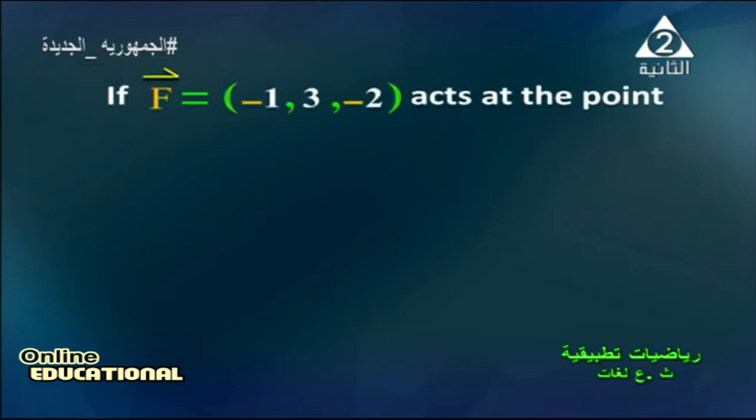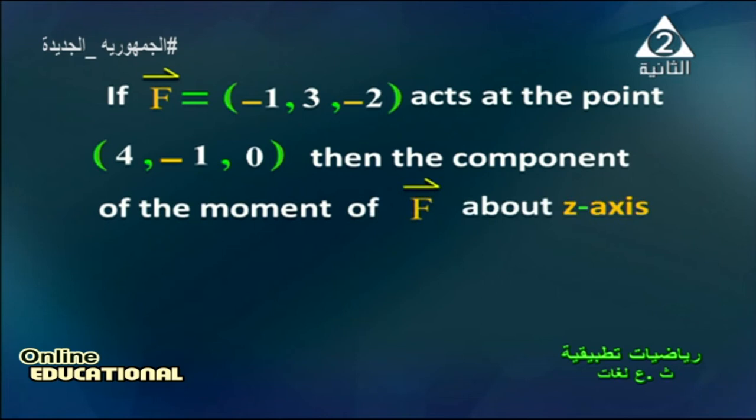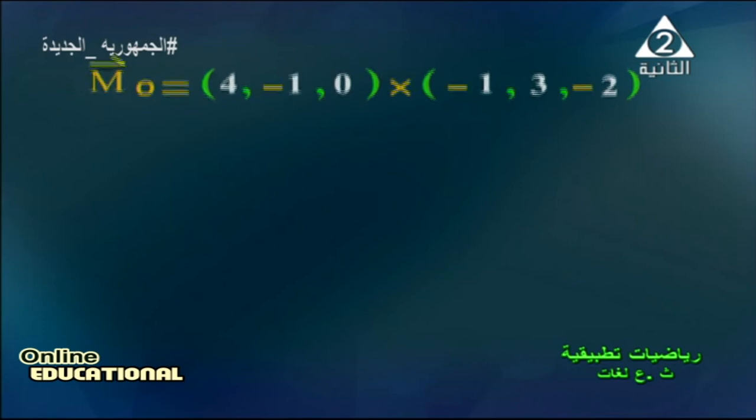Another exercise. If vector F equals (-1, 3, -2) acts at the point (4, -1, 0), then the component of the moment of vector F about the Z axis equals: -8, 3, 11, or 13. Now we have a force and the position vector of a point (4, -1, 0).